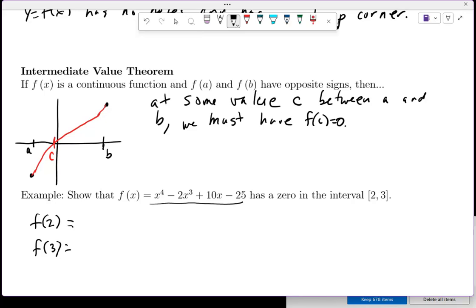When we plug in 2, we have 2 to the 4th minus 2 times 2 cubed plus 10 times 2 minus 25. I think you get negative 5 if I did that correctly in my head as I went across. You get what? I don't think it's 3. Because this is 16 minus 16, which gives me 0. And I get negative 5.